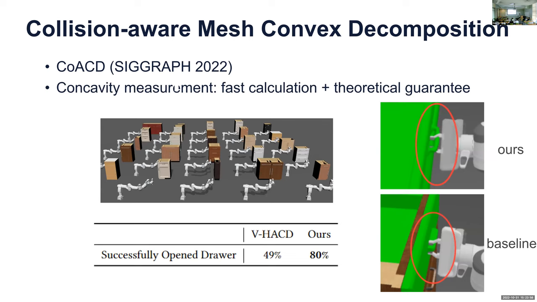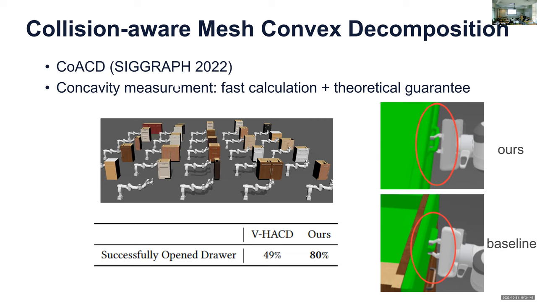This is the SIGGRAPH 2022 work from my students on this software called collision aware approximate convex decomposition, which is able to decompose shapes into convex pieces while preserving their collision properties. Looking at the example on the right, for this door opening task with our CoACD, after convex decomposition, the hole is still preserved. And therefore, the gripper is able to hold the handle. Whereas this is a baseline software package that we grabbed from GitHub, and it's actually filling the hole, you see?